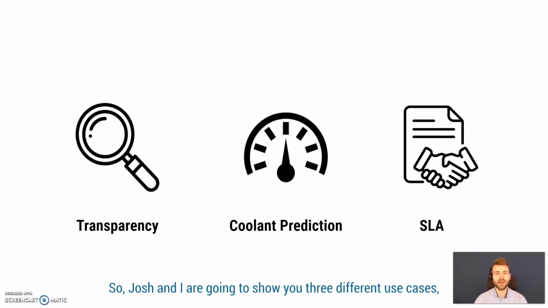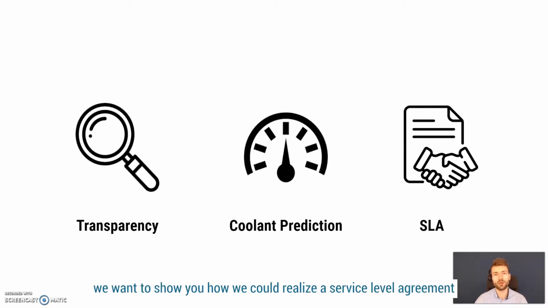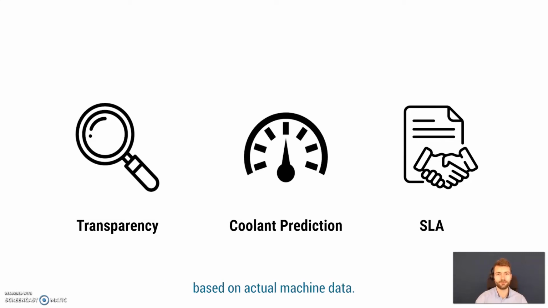So, Josh and I are going to show you 3 different use cases which we can realize inside the factory. First, we want to show you how we can bring transparency into the shop floor of a customer. Secondly, we want to show you how we can actually predict critical levels of a coolant to make sure that the workers can always react in time whenever the machine is about to run out of the coolant. And thirdly, we want to show you how we could realize a service level agreement based on actual machine data.